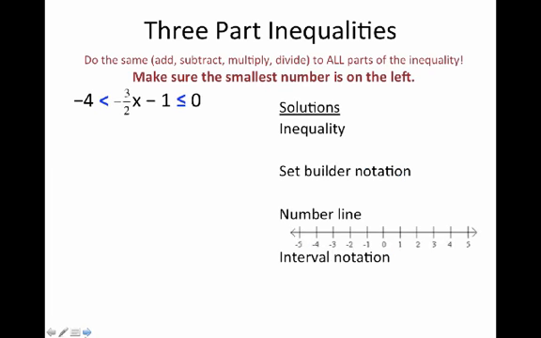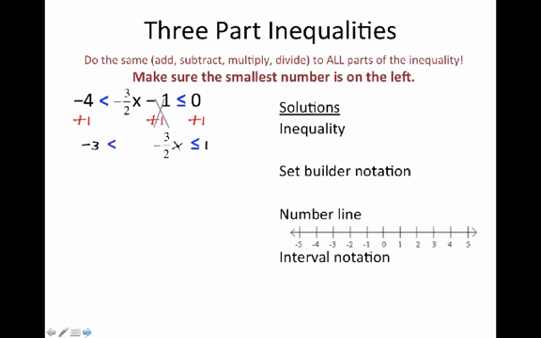Here's another one. Pause the video and see if you can do this one by yourself. The first step is to get the variable term by itself. So I'm going to add 1 to all 3 parts. Negative 1 plus 1 is 0. Negative 4 plus 1 is negative 3. I've got negative 3 over 2x in the middle and 0 plus 1 on the right.